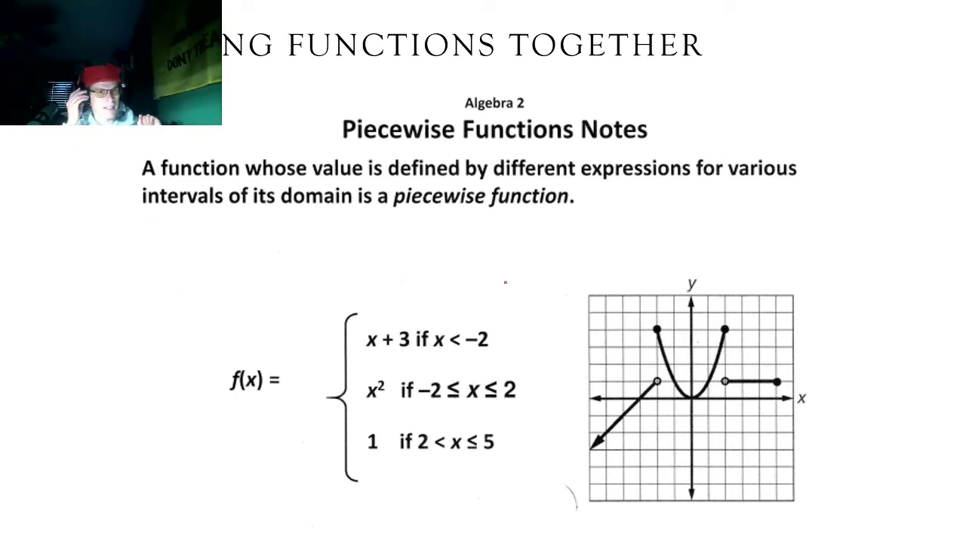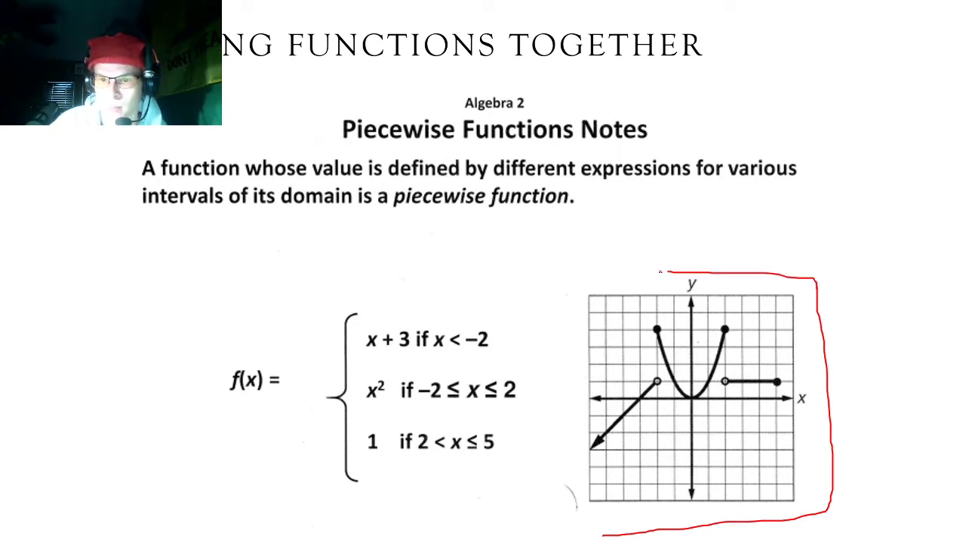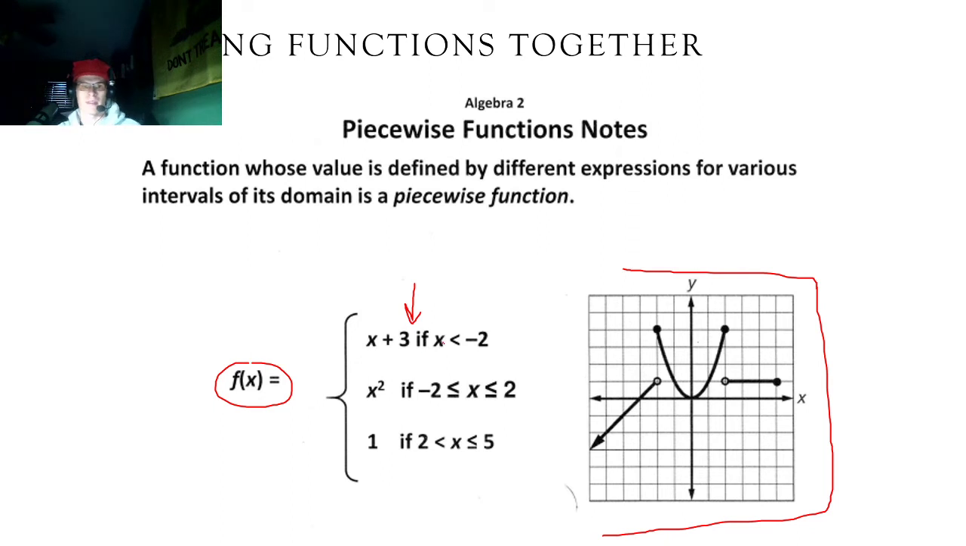All right, so this part is where things get a little interesting. We're putting functions together, or function rules together. A function whose value is defined by different expressions for various intervals of its domain is called a piecewise function. You saw some of these at the very beginning of this chapter when we did that activity on Desmos. So this function here has 3 different rules attached to it. If x is less than negative 2 for your domain, your y is going to map to x plus 3.